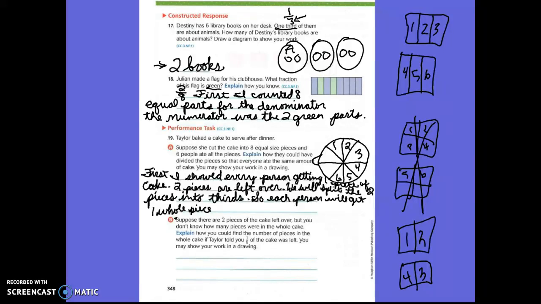Okay, so each person will get 1 whole piece of the cake plus what of the other 2 pieces? Eli? 1 more piece. No, they don't get 1 more whole piece. Oh, they get 1 what? 1/3. 1/3 of another piece.